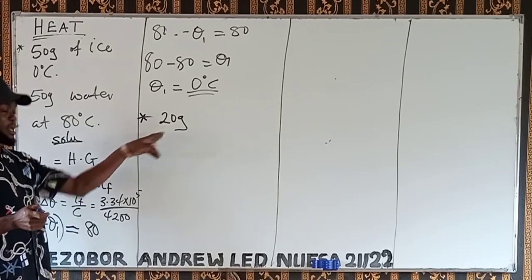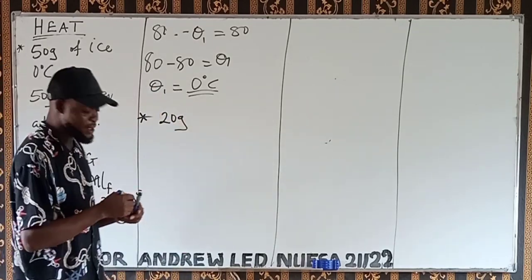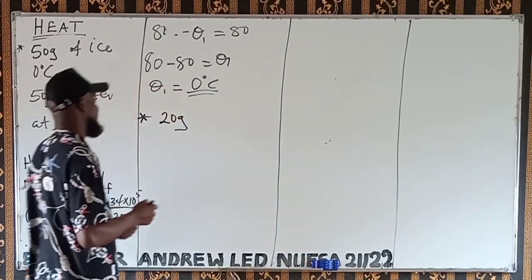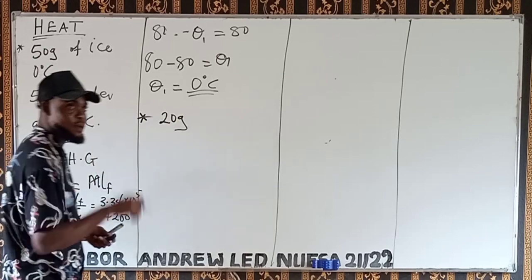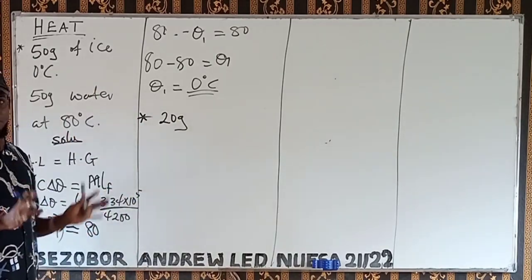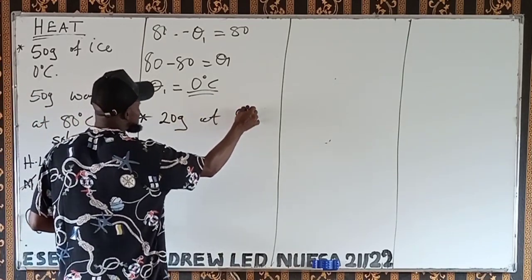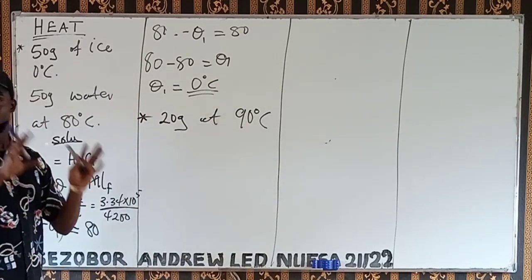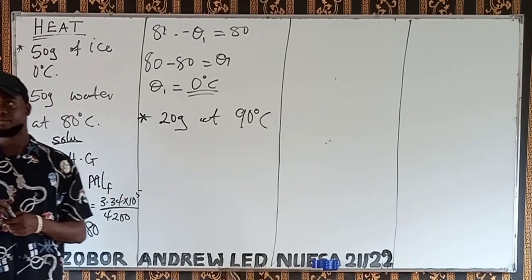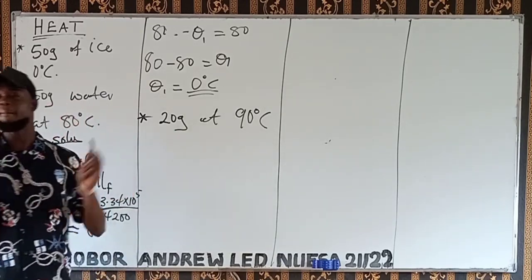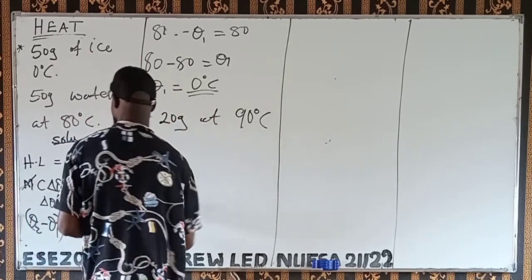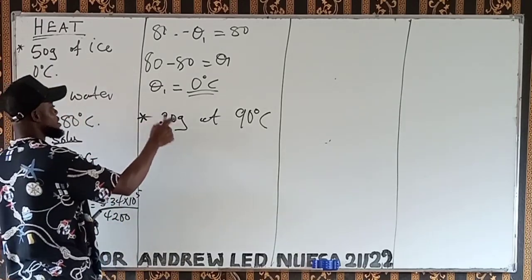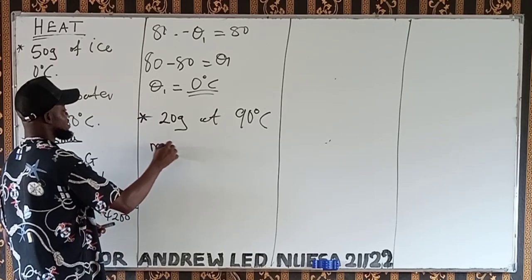A piece of aluminium, 20 grams, is dropped into a large cavity of ice. That is a piece of aluminium of 20 grams at 90 degrees Celsius. Take note of that. A 20 gram piece of aluminium at 90 degrees Celsius is dropped into a large cavity of ice. How much ice will this piece of aluminium melt? The mass is 20 grams.